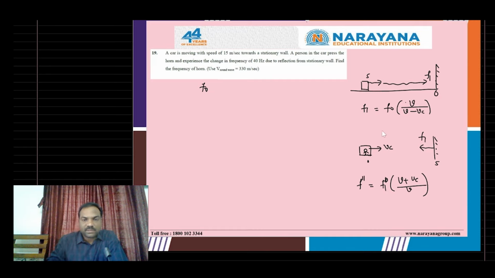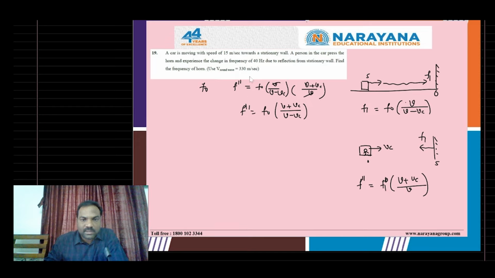So finally, what is the frequency he will receive? He will receive one more frequency, F double dash. In the place of F1 I can write F0 into V by V minus Vc, multiplied with V plus Vc by V. So V cancels out. Then F double dash is F0 into V plus Vc by V minus Vc.